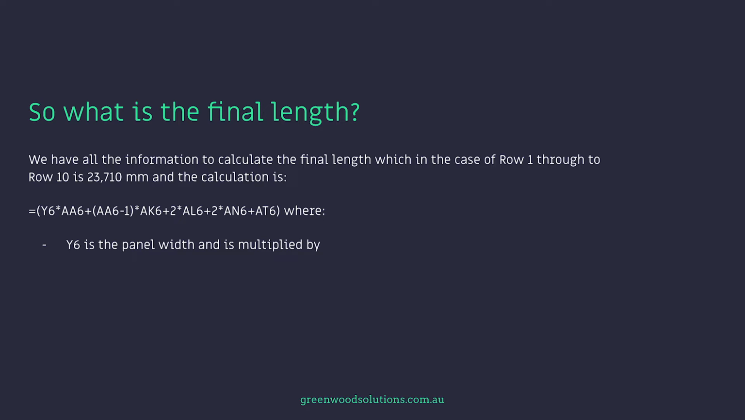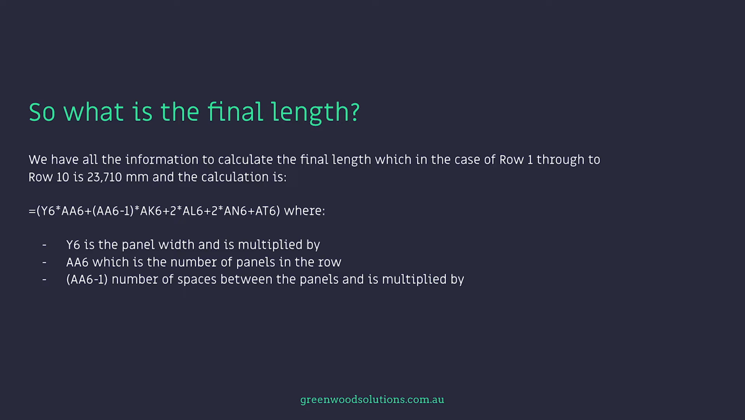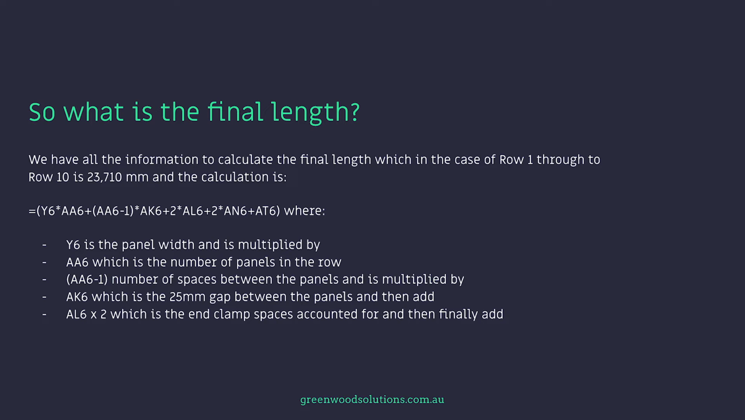Now, this is where Y6 is the panel width and is multiplied by AA6, which is the number of panels in the row. AA6 minus 1 is the number of spaces between the panels and is multiplied by AK6, which is the gap, the mid-clamp gap between the panels. And then you add the end clamp spaces as well, times 2 because there's 1 on each end. And then you finally add the buffer of 50 mil at both ends.